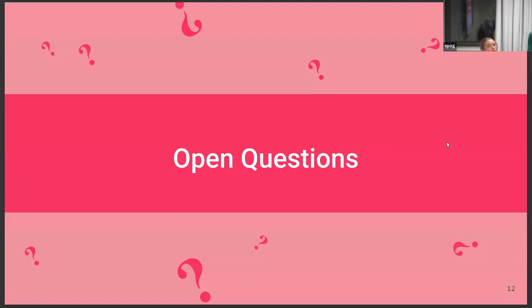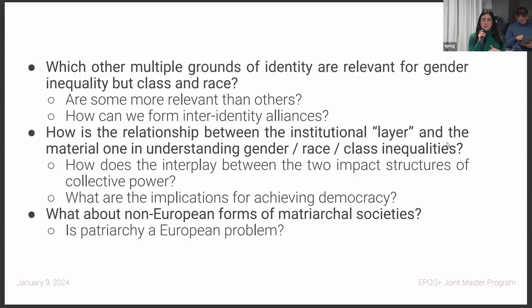So finally, on the basis of our critiques, we have three main questions with which we would like to extend the analysis. And we also have a set of sub-questions for each. So the first one is, which other multiple grounds of identity are relevant for gender inequality, besides class and race? Are some more relevant than others? How can we form inter-identity alliances?